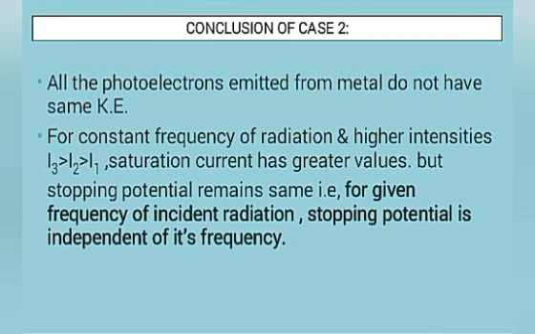Next, the second conclusion is that for constant frequency of radiation and higher intensities, the saturation current has greater values, but the stopping potential remains the same. That is, for a given frequency of incident radiation, the stopping potential is independent of its intensity. This can be proved by the graph.